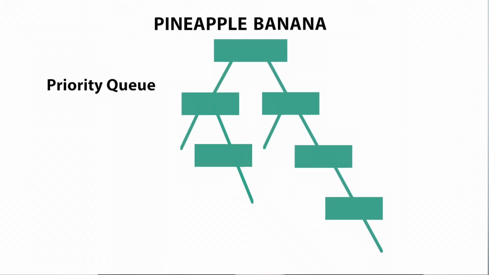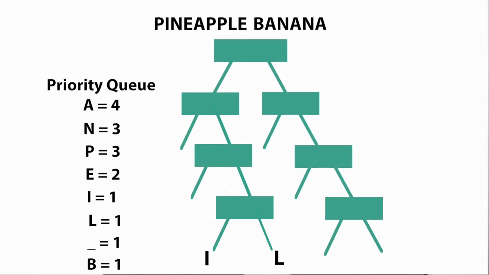So first of all, let's use I and L. Now, I and L are combined to IL, which has a frequency of 2, because I was only used once, L was only used once, and if we combine them together, that would be used twice. We can do exactly the same for space and B, because there's only 1 space, only 1 B.